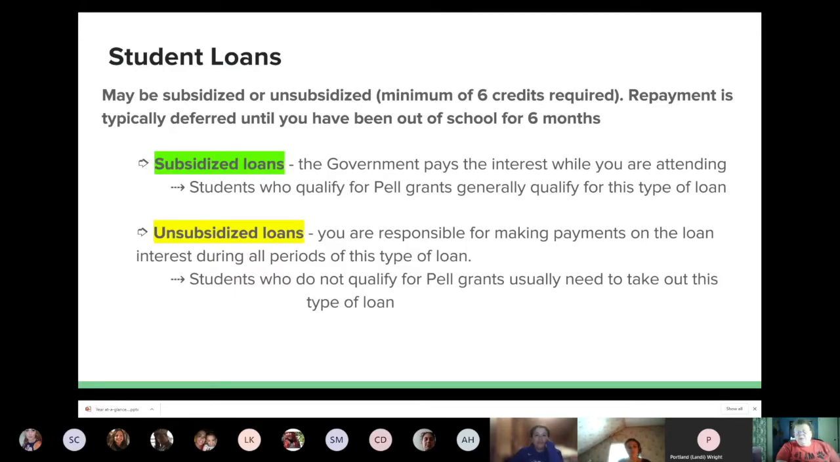With unsubsidized loans, you are responsible for making payments on the loan interest during all periods. Students who do not qualify for Pell Grants usually need to take out this type of loan. Some students will take out both. You only need to do the entrance counseling one time to be able to access loans. You do need to sign off that you want loans, and you need to complete the promissory note, which is a fancy way of saying the loan document.